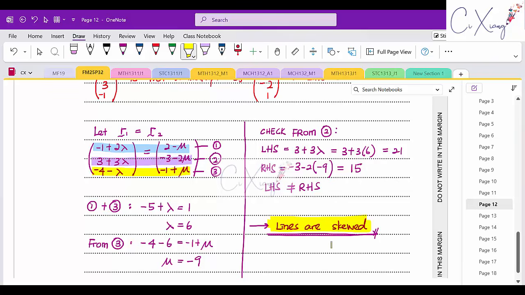Alright, one more piece of extra information for you to know about this part: like what I did just now, I used the first equation and third equation to solve, and then I checked it by using the second equation.